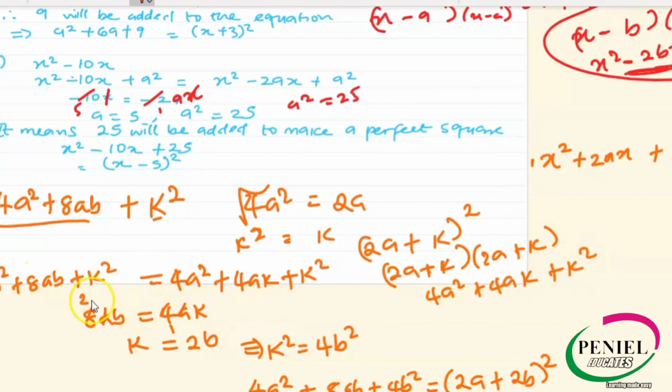So if you equate it with this, 4a squared is equal to 4a squared, k squared is equal to k squared, then 8ab is equal to 4ak. If you equate it, you're going to have k is equal to 2b. So k squared will also be 4b squared. If we put it back into the expression, it's going to give you 4a squared plus 8ab plus 4b squared. If you factorize this, you're going to have 2a plus 2b all squared. So if you expand, it's going to give you this particular one.